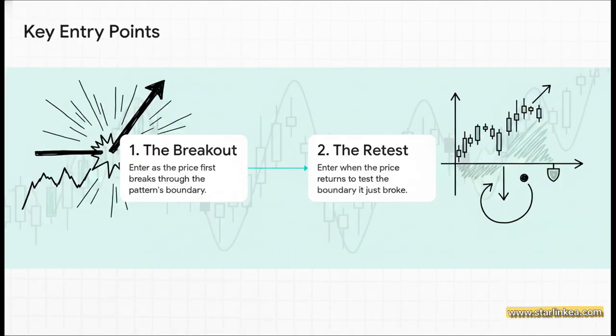And the analysis here points to two main ways you can play this. The first is the aggressive approach. You jump in right as the breakout happens. But there's a more conservative strategy, and that's waiting for what's called a retest. This is where the price actually comes back down to touch the boundary it just broke through, to kind of test it, to confirm that it has flipped roles. So old resistance becomes new support, or old support becomes new resistance. For a lot of people, this retest is considered the optimal entry point.